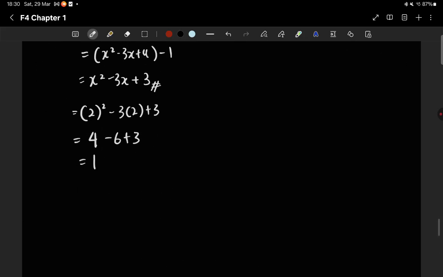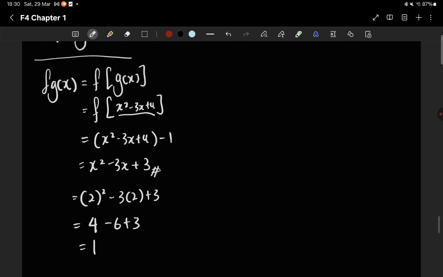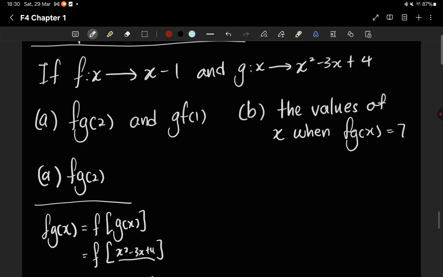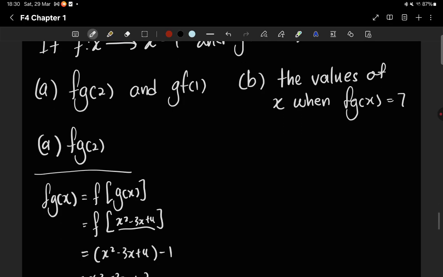Okay, so that's a very straightforward way of answering this. And after this, I'll show you another simple way of actually solving this. But let's just go through the generic concept of solving. And in the second one, we have gf of 1. Applying the similar concept.